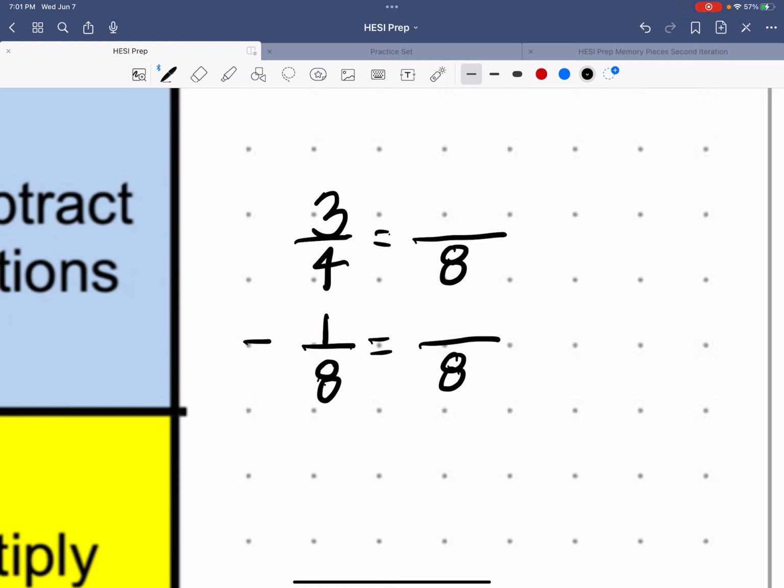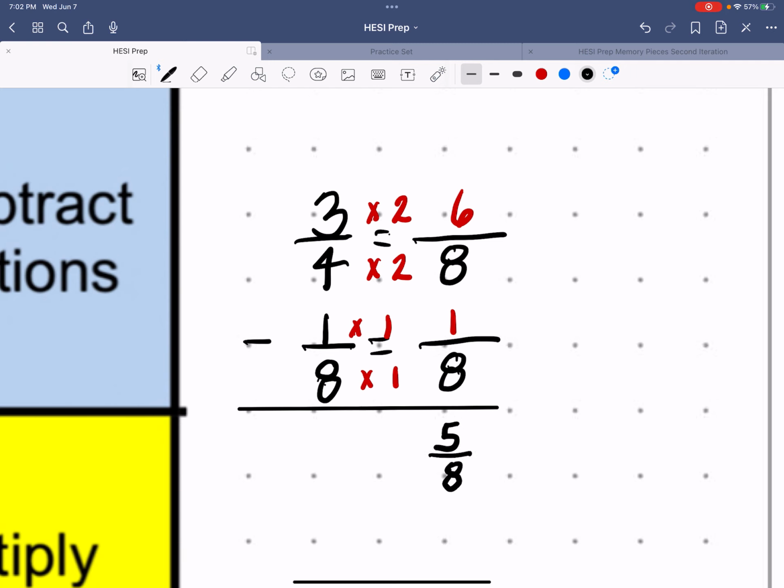So, okay, we're going to build them up. We have 4 times 2 to get 8. So 3 times 2 would give us a 6. 8 times 1 is 8. And 1 times 1 is 1. Be careful, you're not adding them. You're taking away. So 6 minus 1 is 5, and you keep the common denominator. And that one's done. It can't simplify anymore.